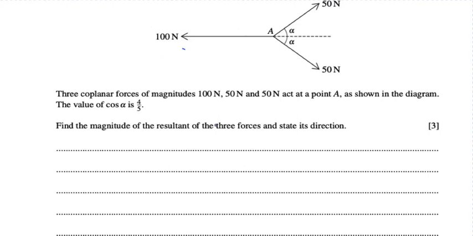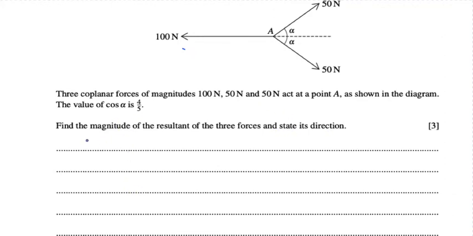Okay, so this is the question. Three coplanar forces of magnitude 150 and 50 act at point A as shown, and the value of cos alpha is 4/5. Find the magnitude of the resultant of the three forces and state its direction.